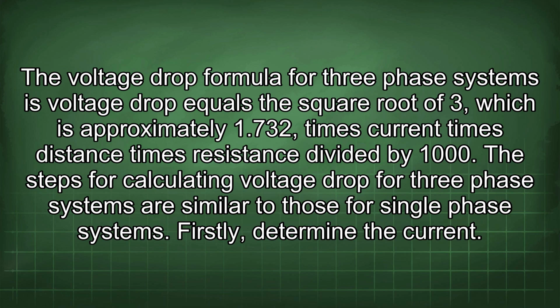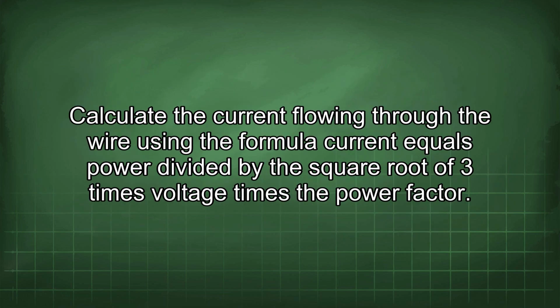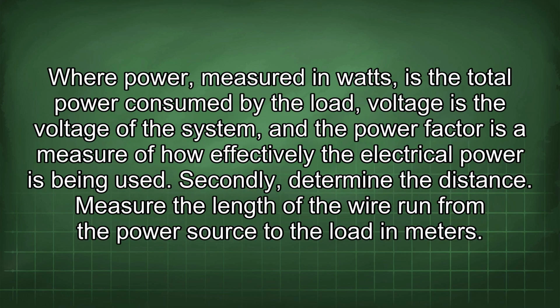Firstly, determine the current. Calculate the current flowing through the wire using the formula current equals power divided by the square root of 3 times voltage times the power factor, where power, measured in watts, is the total power consumed by the load, voltage is the voltage of the system, and the power factor is a measure of how effectively the electrical power is being used.